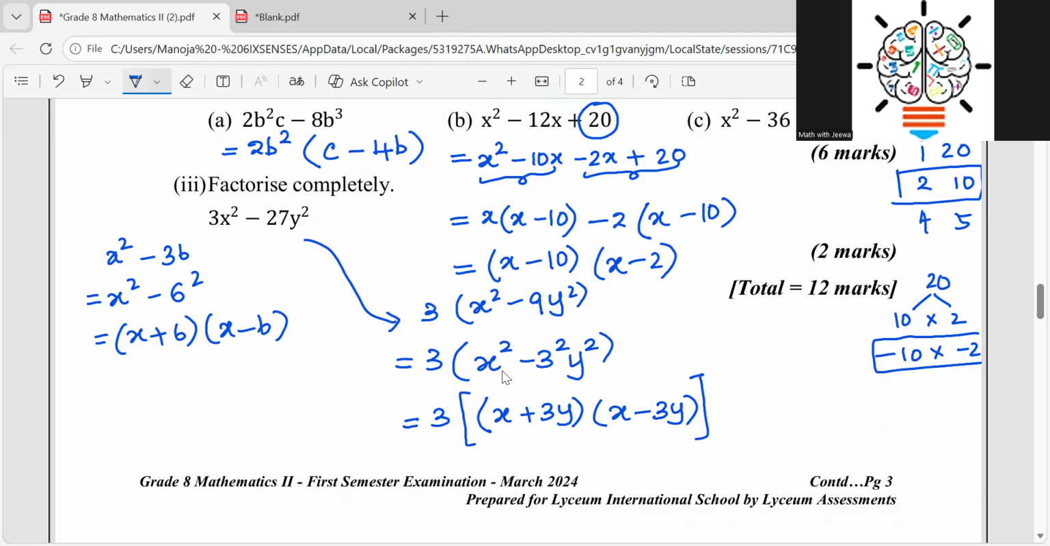This is how you want to show your answers, right? First you remove 3 and then you get the x squared minus 9y squared, and the 9 I can write it as 3 squared, right? So then the x squared minus 3 squared y squared, right? So then you can write x plus 3y, x minus 3y. So those are under the normal bracket. Then I put the box bracket to show that 3 belongs to everything.